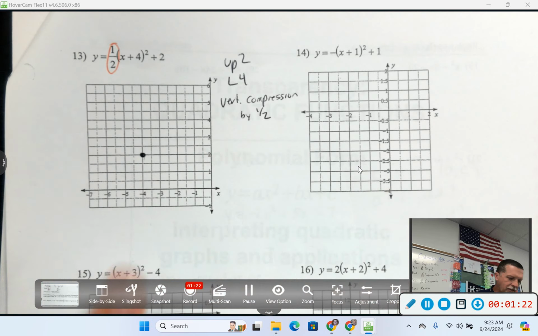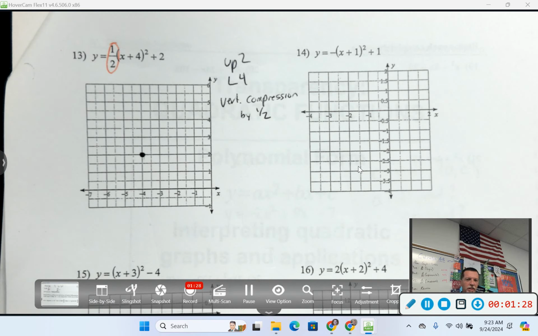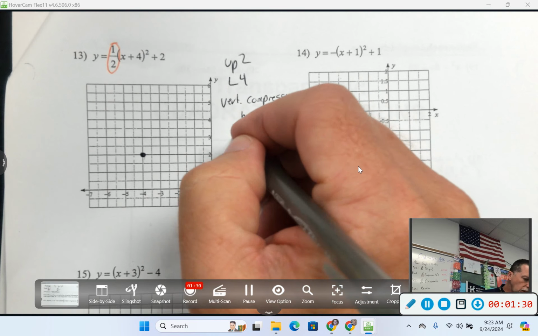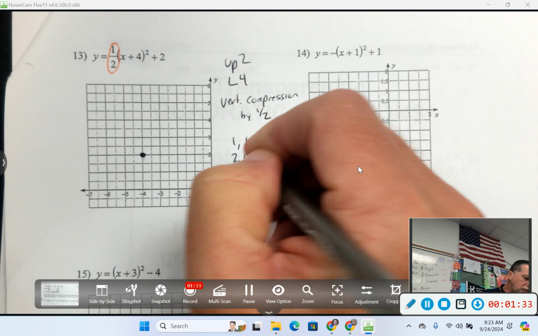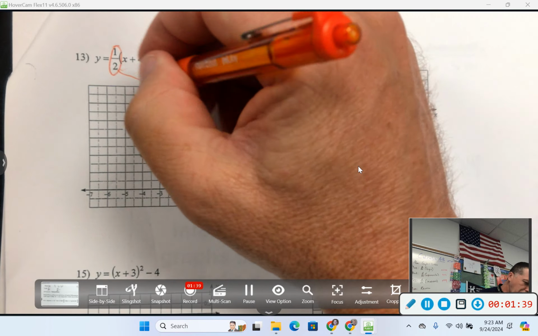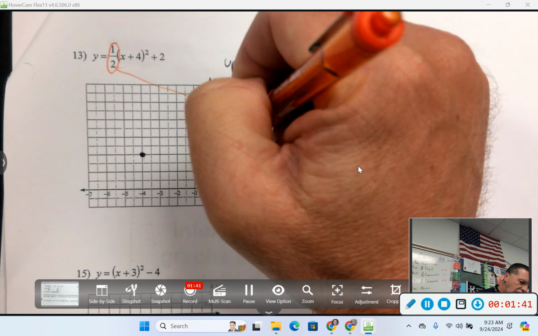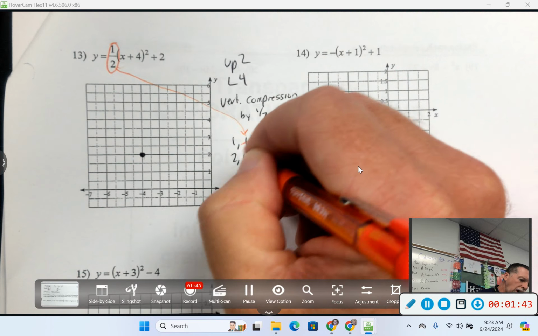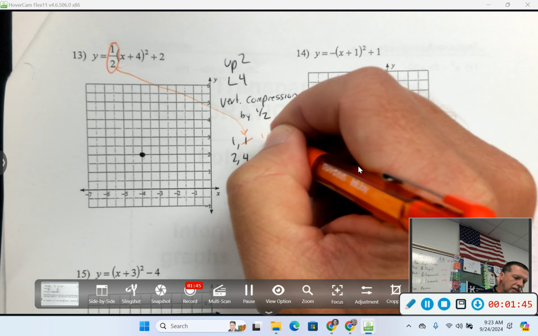We also have the grid lines are worth 1/2 rather than worth 1, so let's be careful on that. 1, 1, 2, 4 is our normal starting point. Like, that's a parabola that hasn't been squished or stretched, but this one has been squished, and we'll always multiply the y values by whatever that a is.